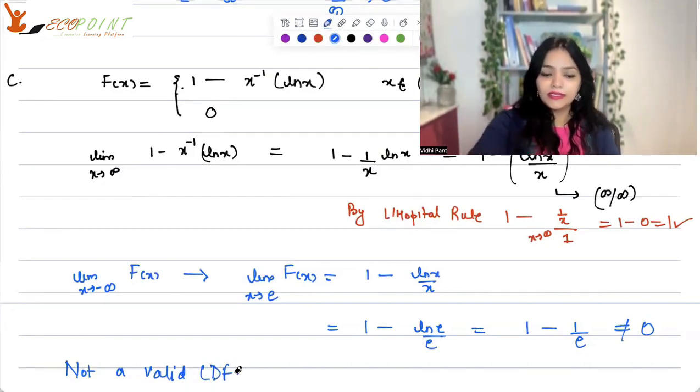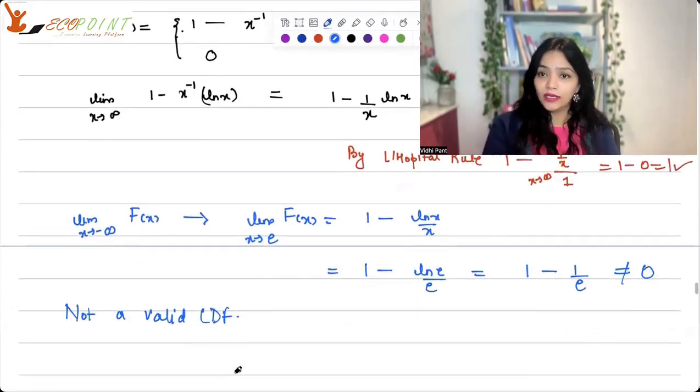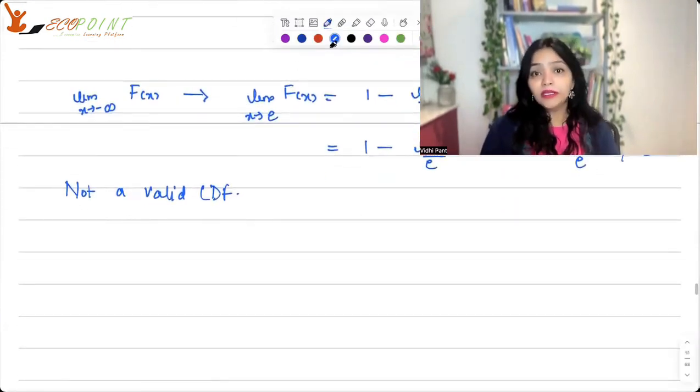This is not a valid CDF function. हालांकि A और B ऑप्शन CDF आ रहा था। अब D भी देख लेते हैं because this is a multiple select question. So we must look at D option also. Now D option क्या कह रही है?